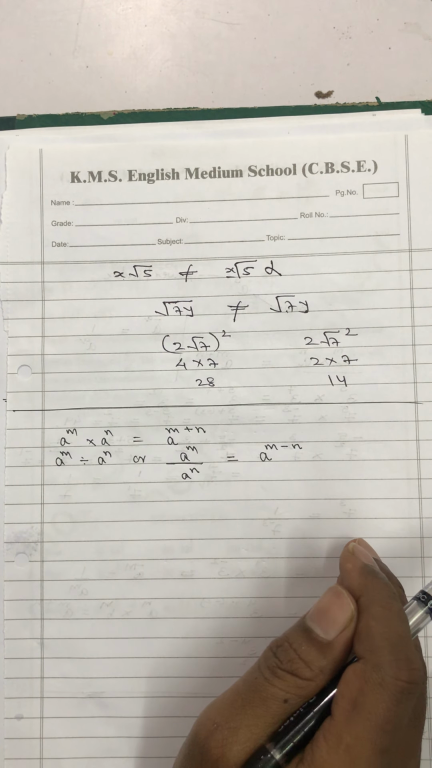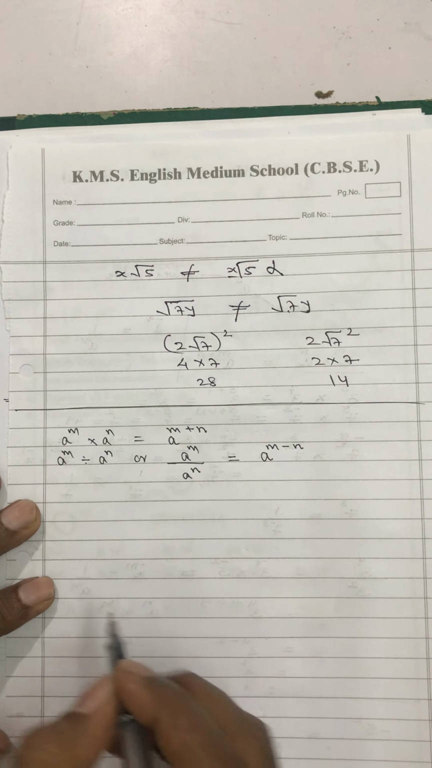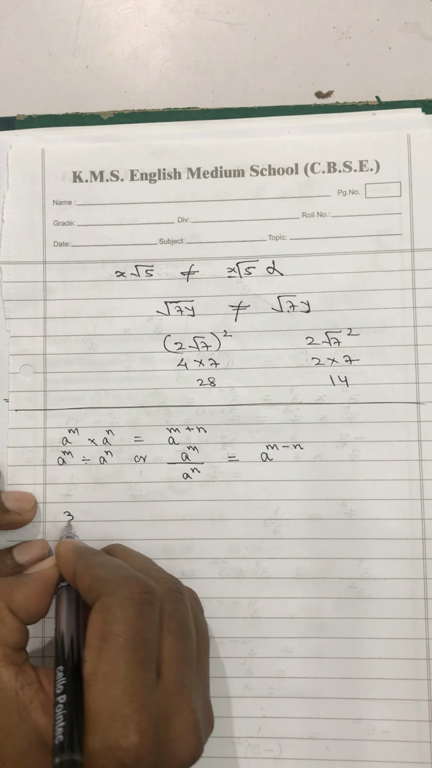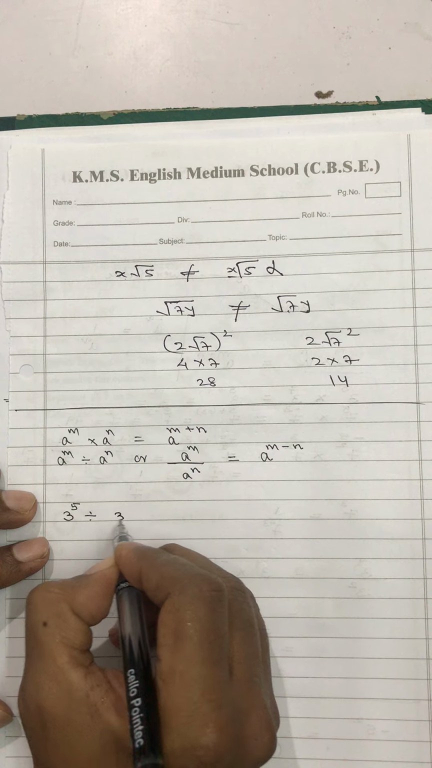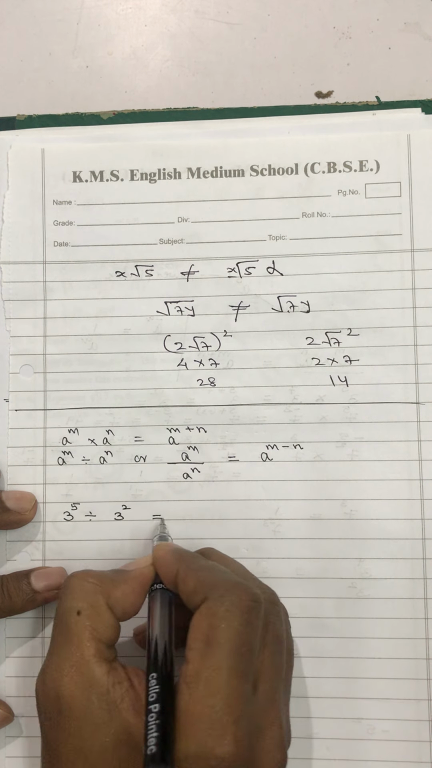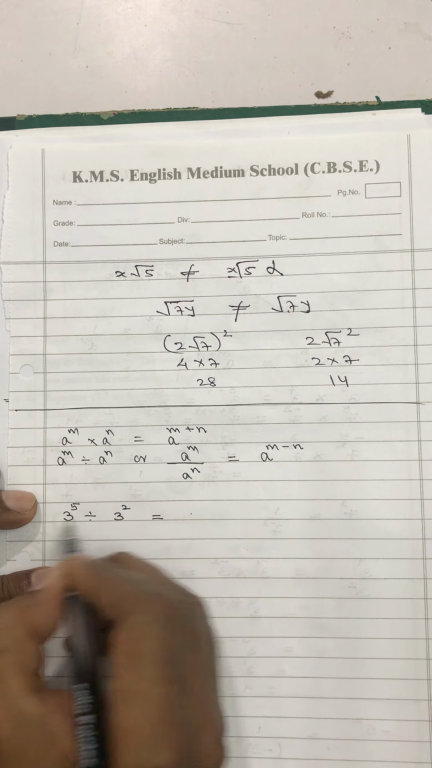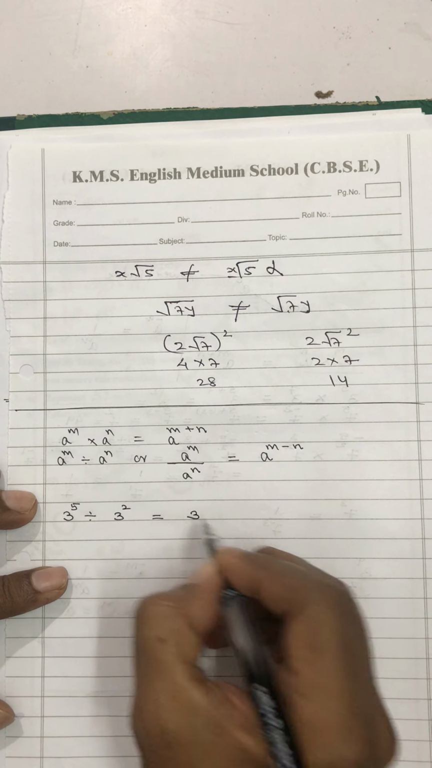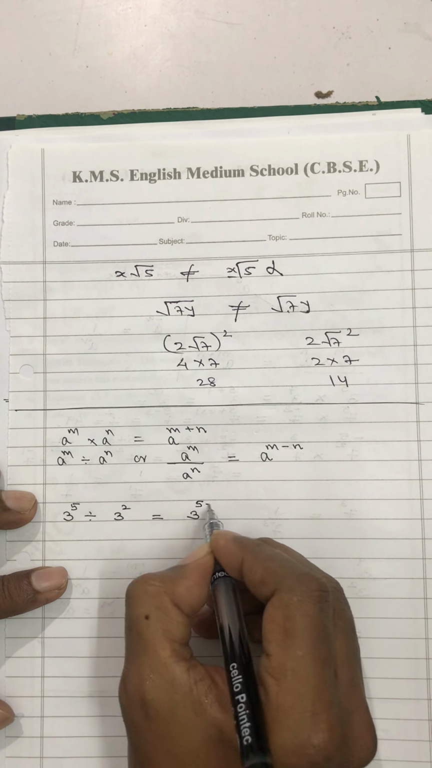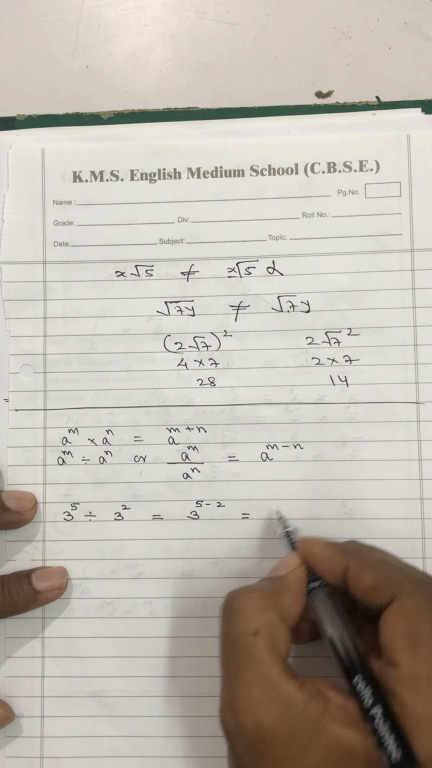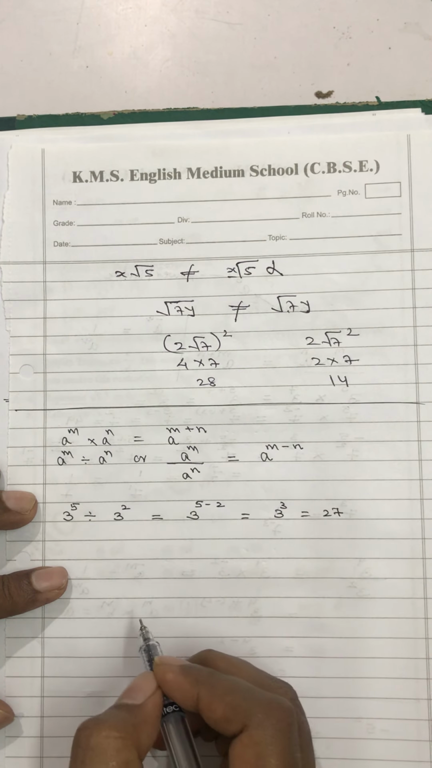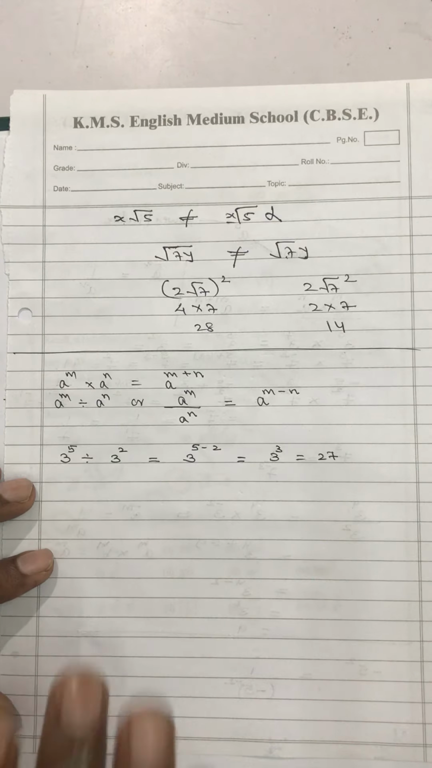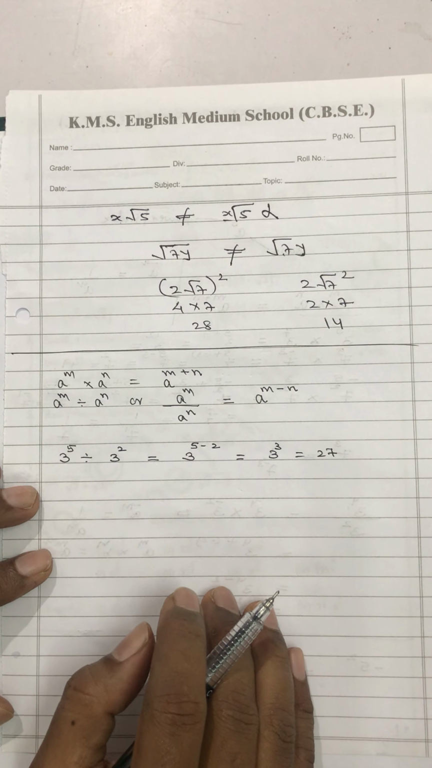Okay, so this is the case. In this case, supposing I have 3 raised to the power of 5 divided by 3 raised to the power of 2. Equal bases are dividing, so the same base you will copy once and then you will subtract the powers. This will become 3 cube, that will become 27. Fine.